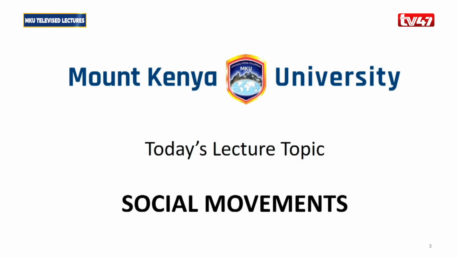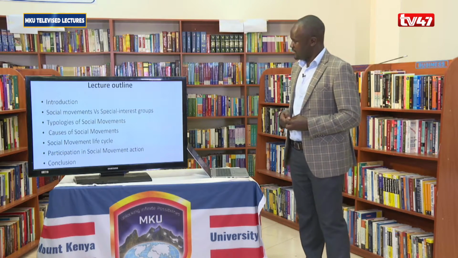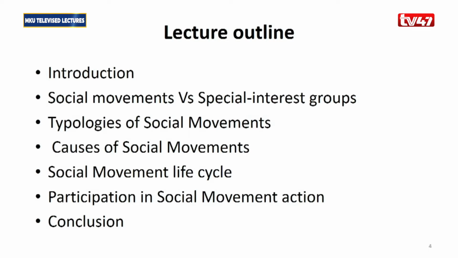Now, social movement emanates from two different words, that is society and movement. So when you talk about social movement, it is the process by which a society moves from one state to another. And within this lecture, we are going to look at the following areas. We are going to look at the introduction. We are going to define what is social movement.